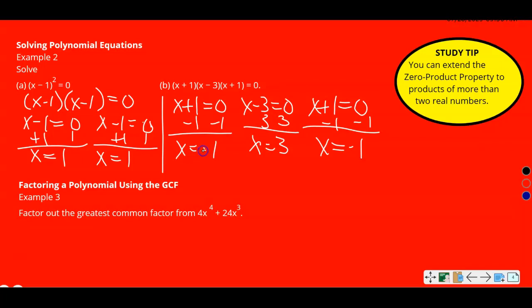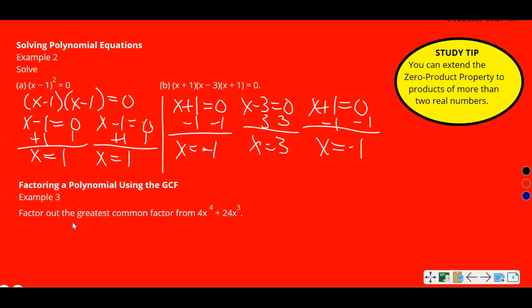So for B part, this one has 2 solutions, x equals negative 1 and x equals 3, where x equals negative 1 has a repeated root. So the study tip, you can extend the zero product property to products of more than 2 real roots. So if you have a binomial squared, you can expand that. If you have 3 binomials, 4 binomials, or even more, the zero product property will work for those. It does extend through more terms as well.